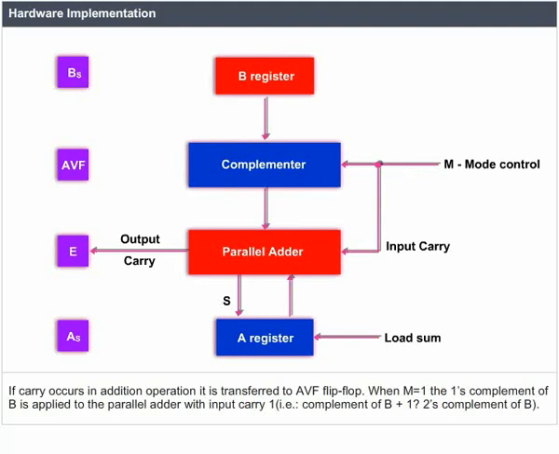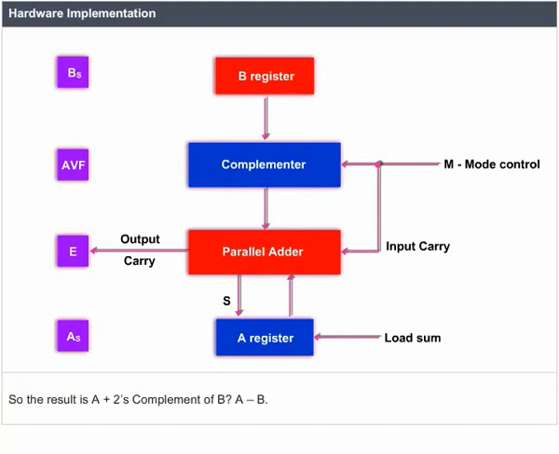When M equals 1, the 1's complement of B is applied to the parallel adder with input carry 1. That is, complement of B plus 1, the 2's complement of B. So the result is A plus 2's complement of B, which is A minus B.